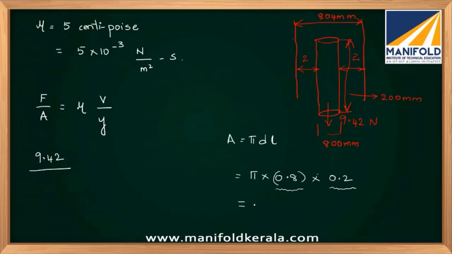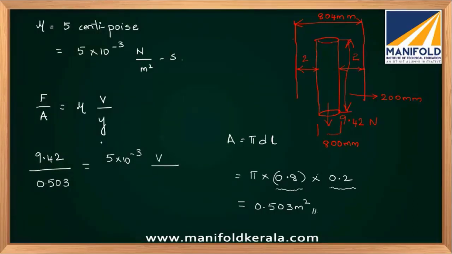So to find the area value, you people can calculate. Please calculate this area and tell me what the area will be. It will be around 0.503 meter square. Once recheck with the values also. So 0.503 meter square is equal to mu. How much is the value of mu? 5 into 10 power minus 3. Centipoise converted into Newton per meter square second. Velocity we need to find.